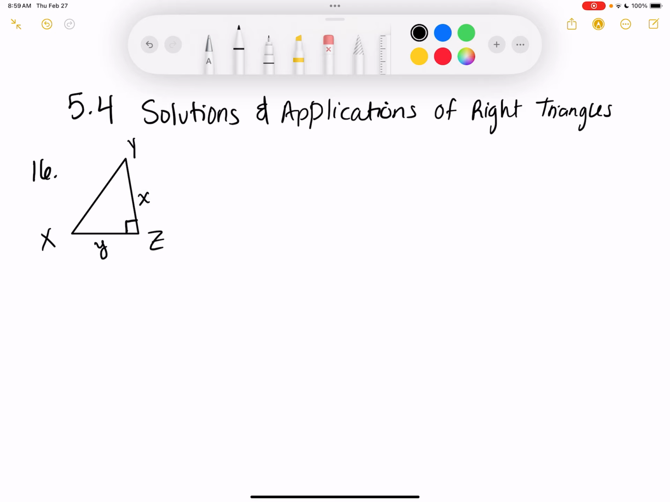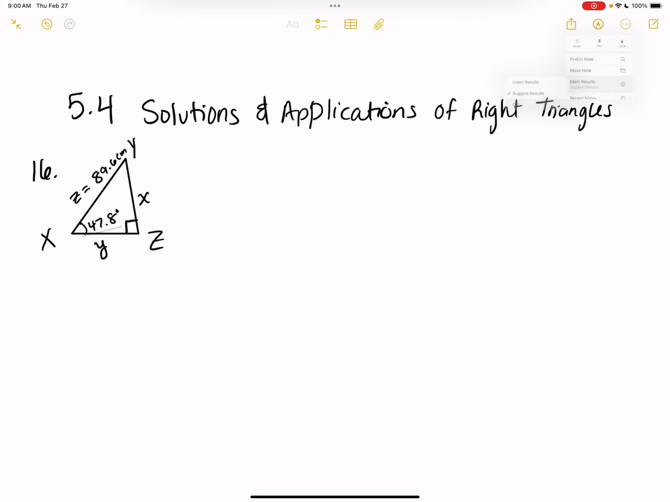They tell us that this angle down here is 47.8 degrees, and this side length up here, which happens to be side Z, is 89.6 centimeters. So ultimately, our goal with this stuff will be to be able to solve some very basic trig word problems.